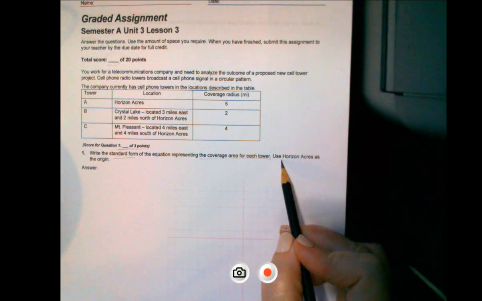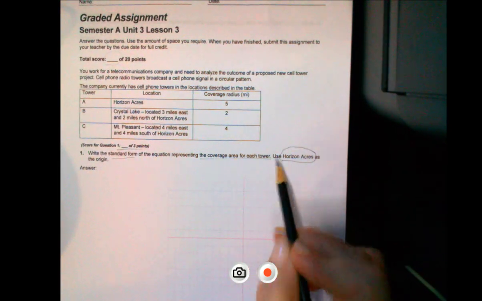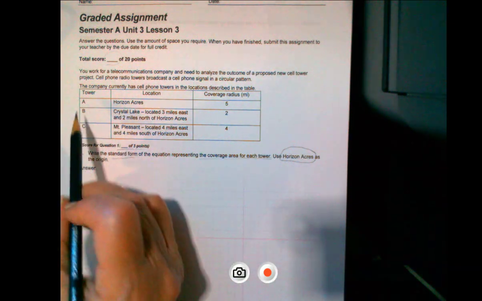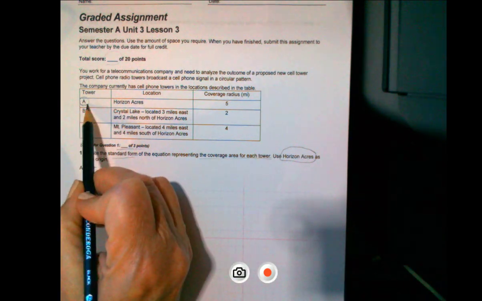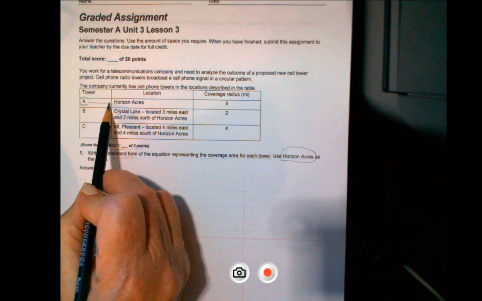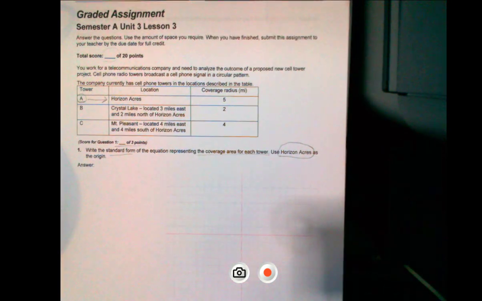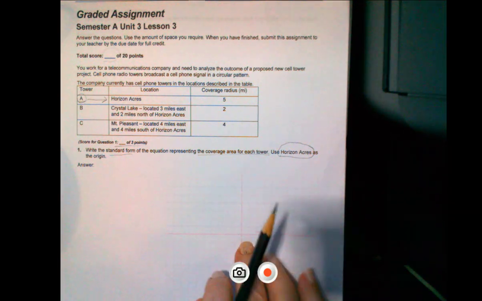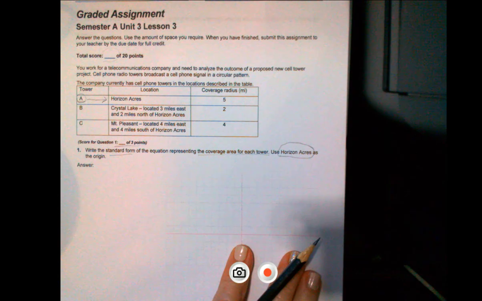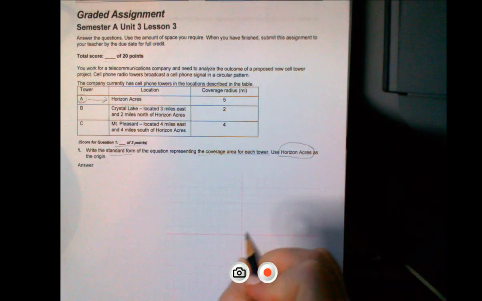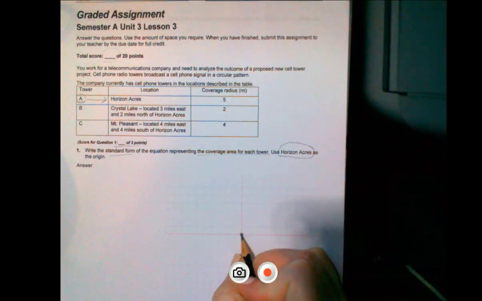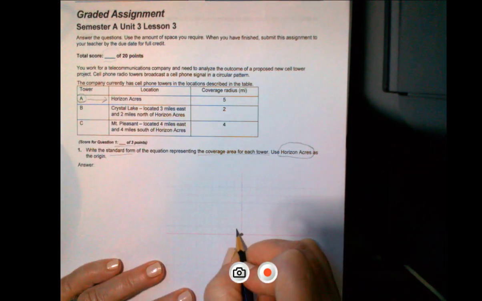We're going to use Horizon Acres as the origin. So let's take a look at this table and see what we have. We have circle A, and this is our originating circle. It's important for me to visualize what's happening and to make that connection, so I've put some graph paper here, and we're going to put the origin here. I'm going to label this circle A.